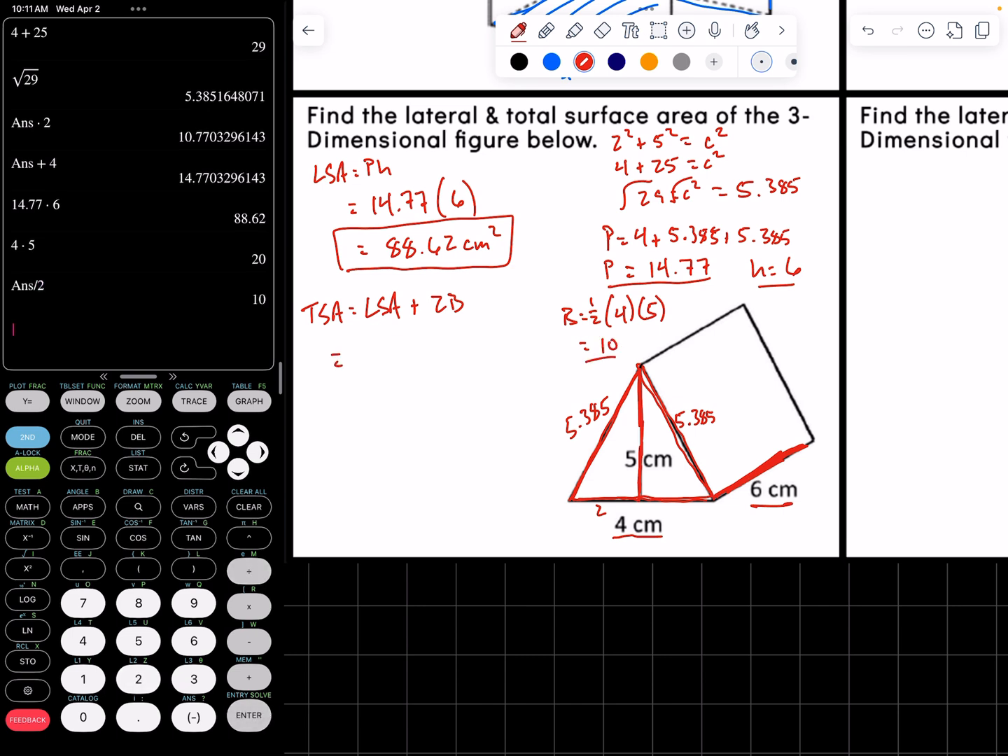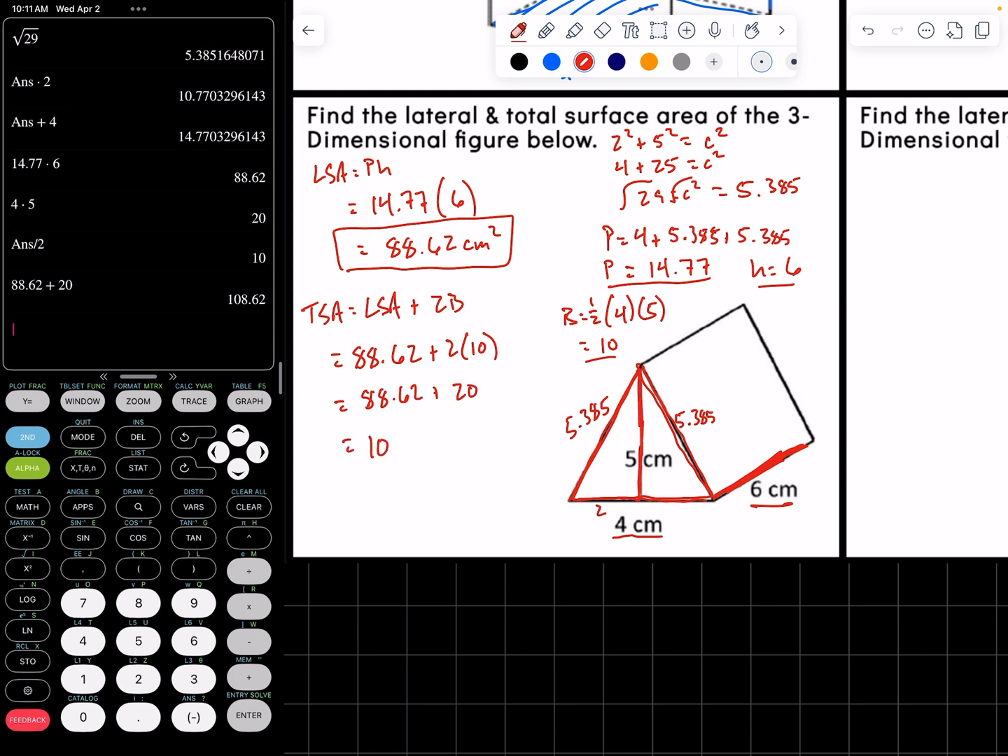So we've got our lateral surface area, 88.62 plus 2 times 10. So we're going to go back to 20. So we're going to take 88.62 and add 20 to that to get 108.62 centimeters squared.